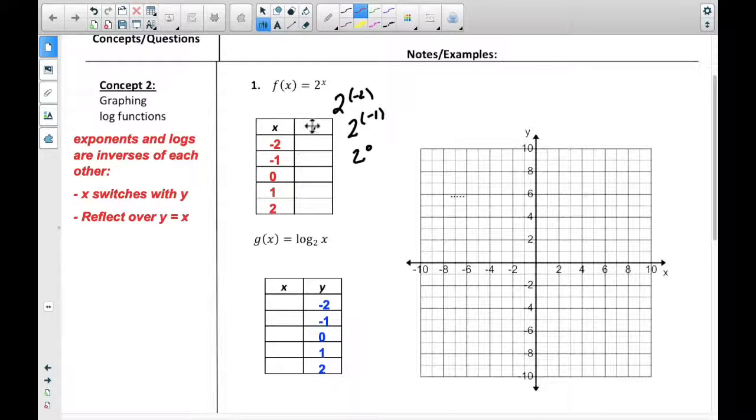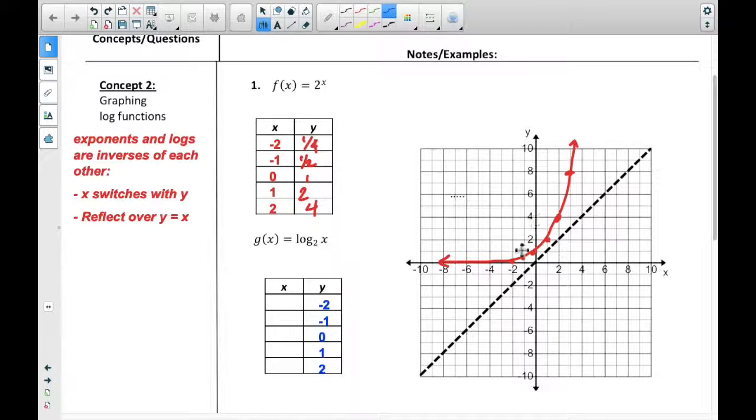So 2 to the negative 2 is 1/4. Remember that negative means it's 1 over. 2 to the negative 1 is 1/2. Anything to the 0 power is 1. 2 to the first is 2, and 2 squared is 4. So now take a few minutes to graph those points.